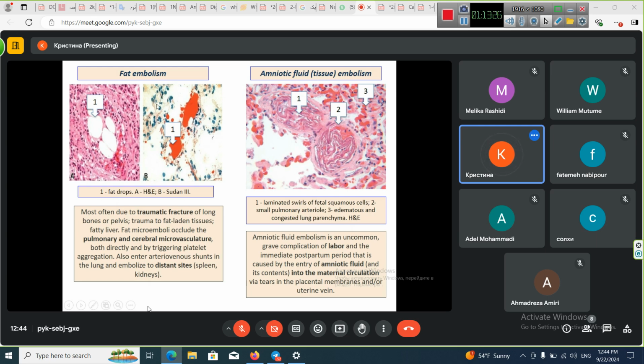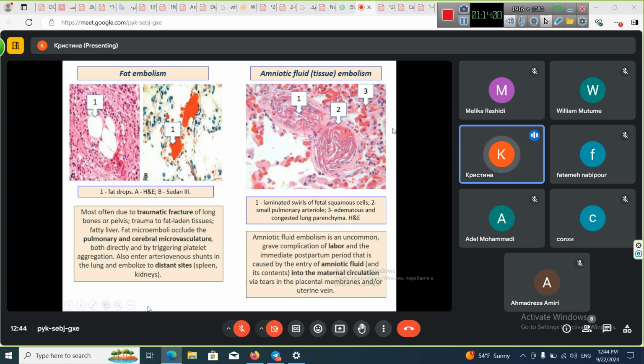And picture B shows the other staining, not hematoxylin eosin like in A, but in B we have Sudan 3 staining, which stains lipid in red or orange color. So the same, which looks like pale, I'm sorry, filled with nothing area, white. This area corresponds to this stained in orange color. So these are fat drops stained in orange color with Sudan 3.